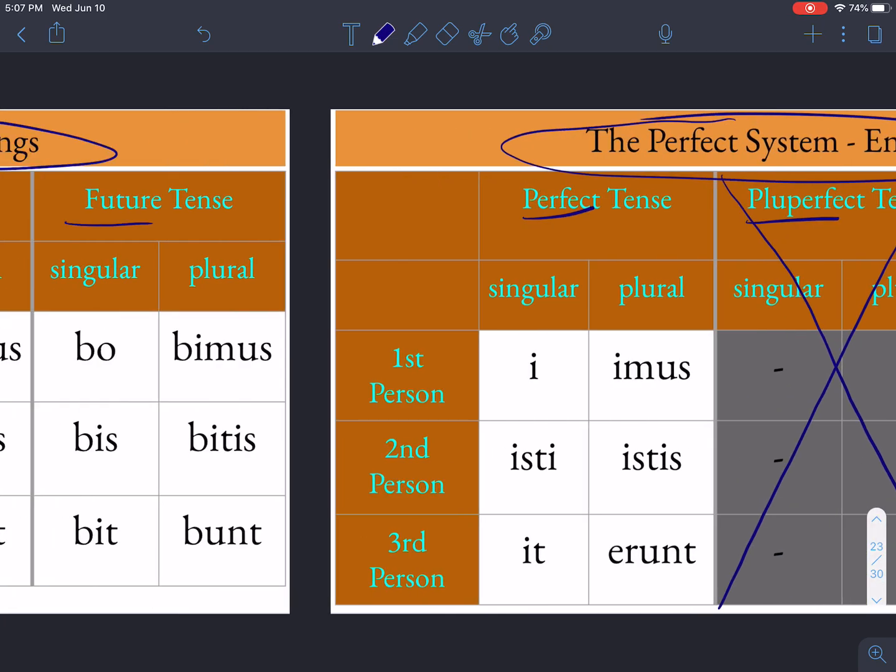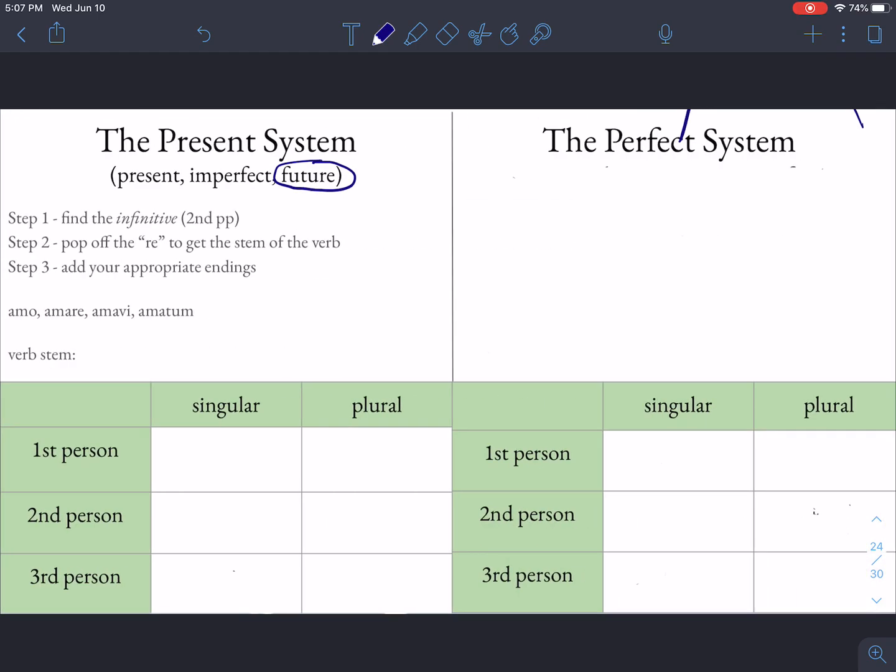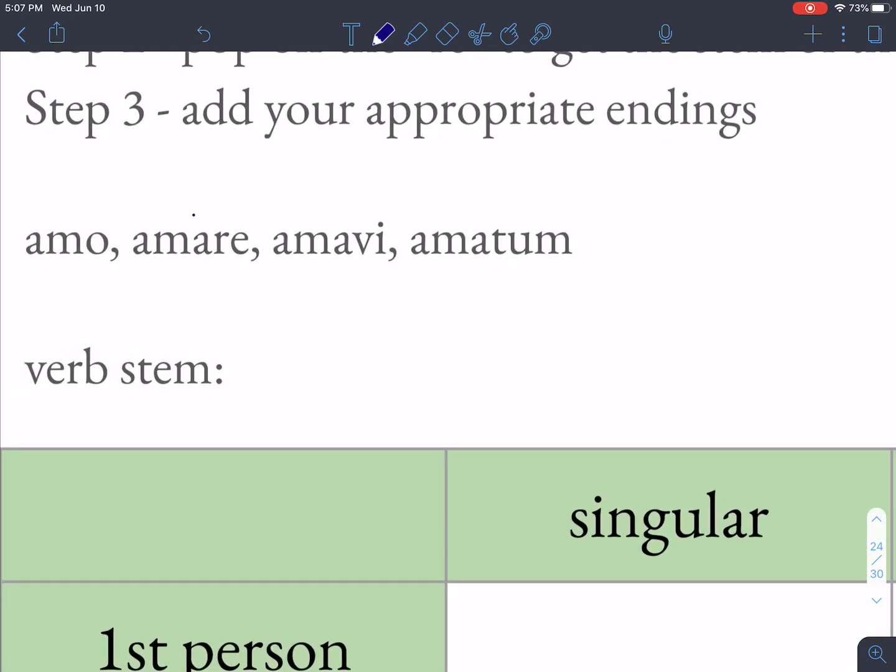Okay, now remember the future tense endings are bo, bis, bit, bimus, bitis, and bunt. All right, so let's find our verb stem first. What do I do? I find the infinitive. The infinitive is amare. So you go to the second principal part, the infinitive that ends in RE. You drop the RE and what you're left with is the stem of the verb.